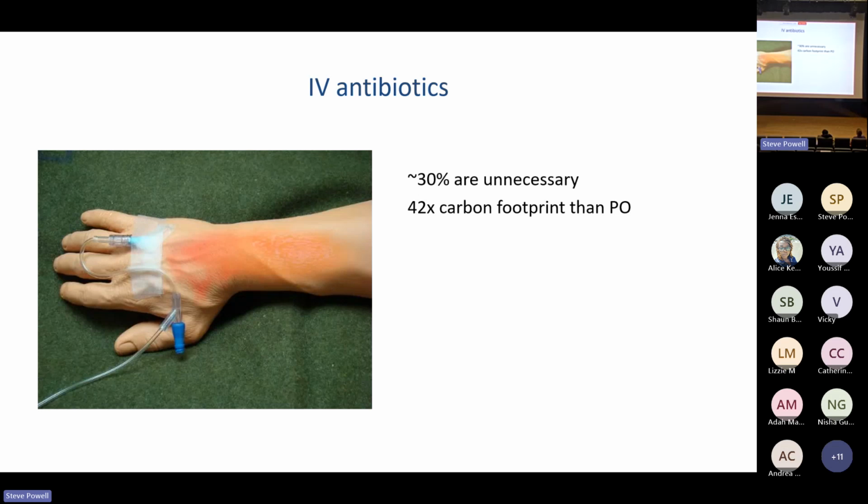So thank you very much, Jane. IV is horrible for the patients. 42 times the carbon footprint, IV agents versus oral.